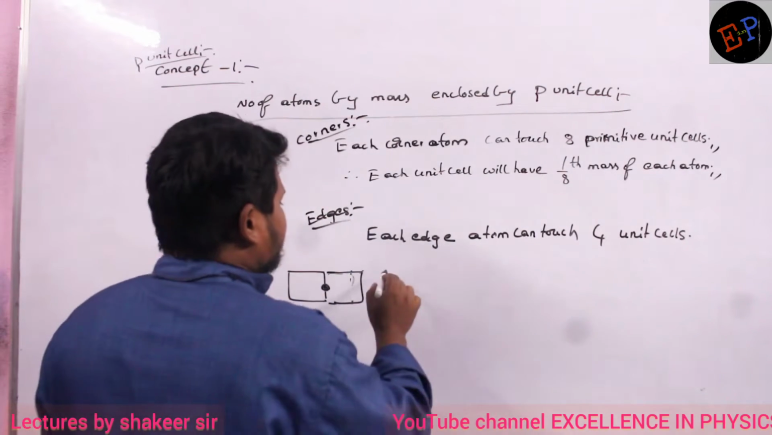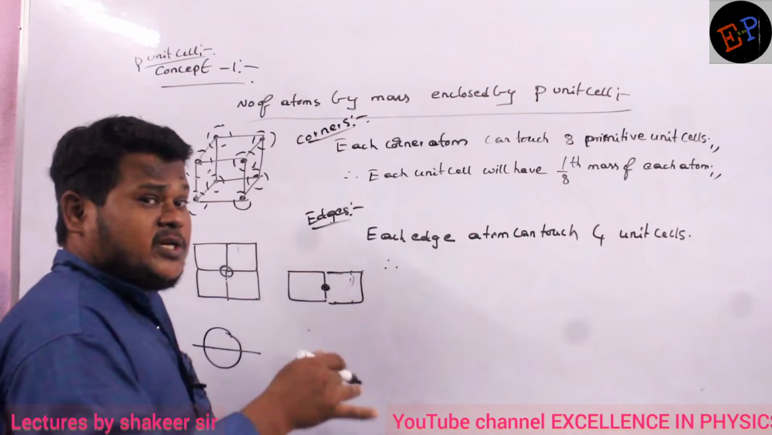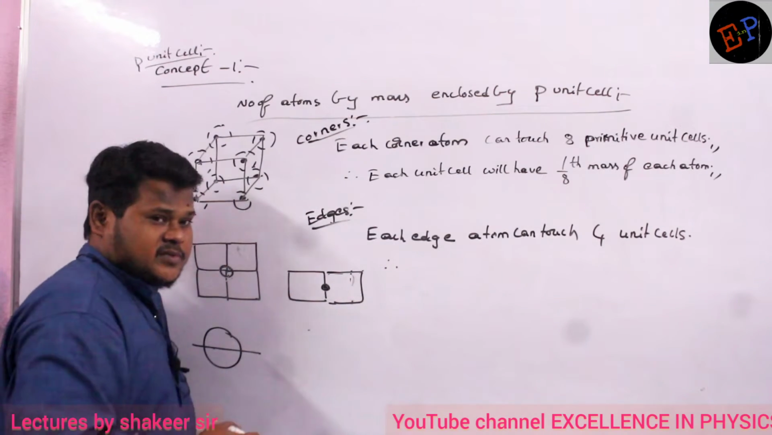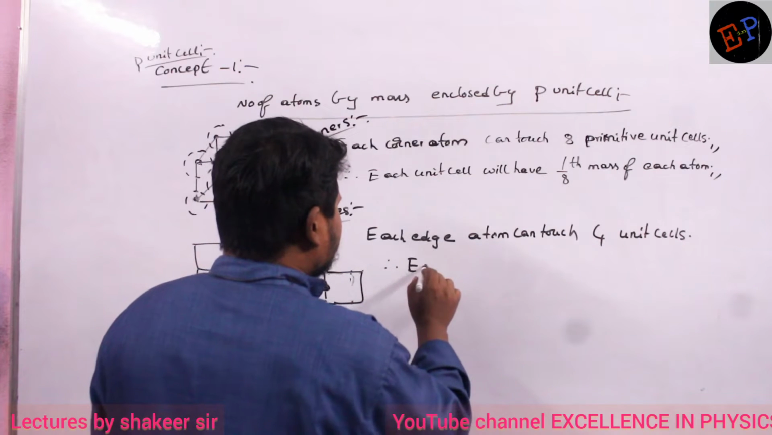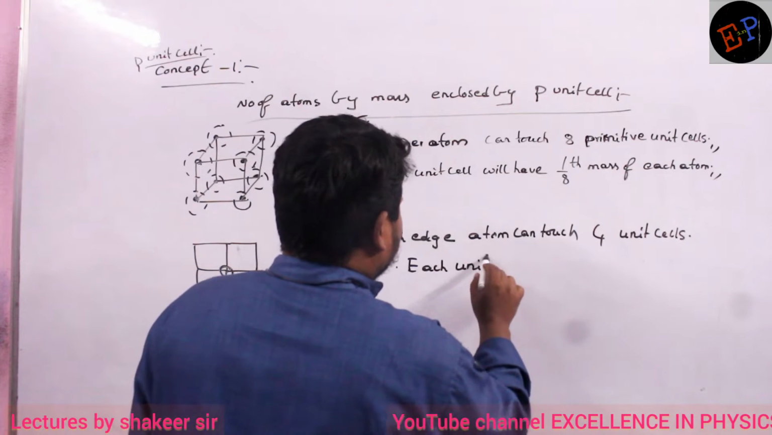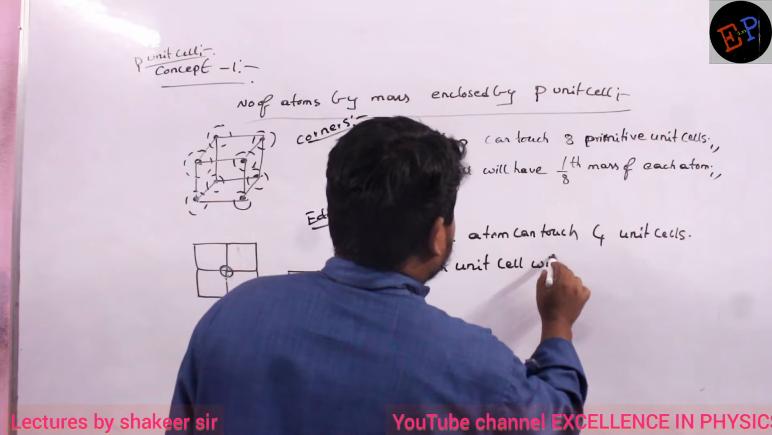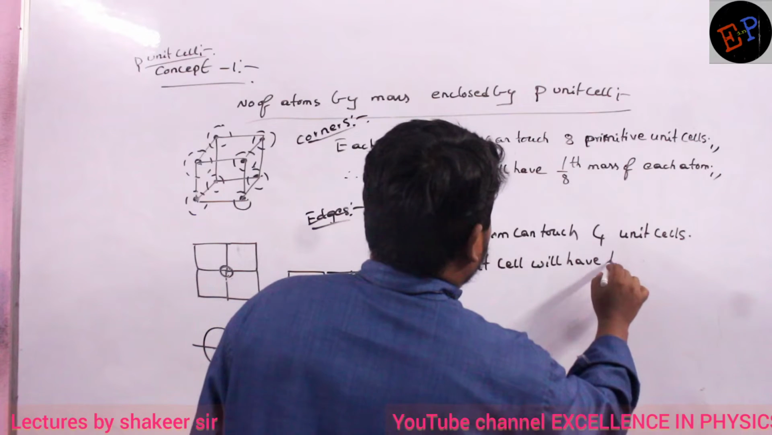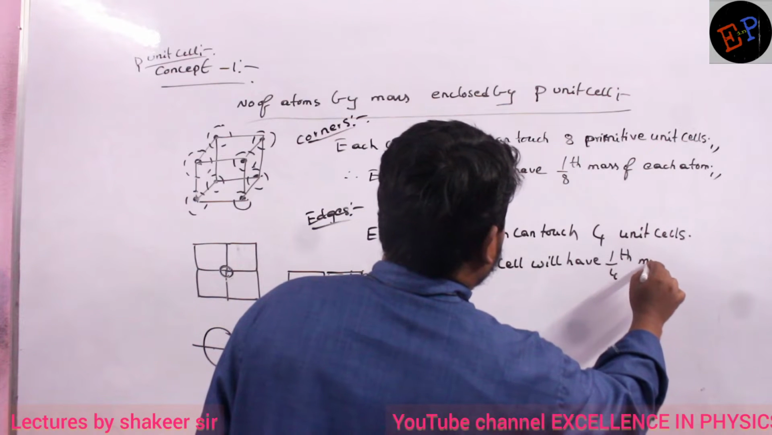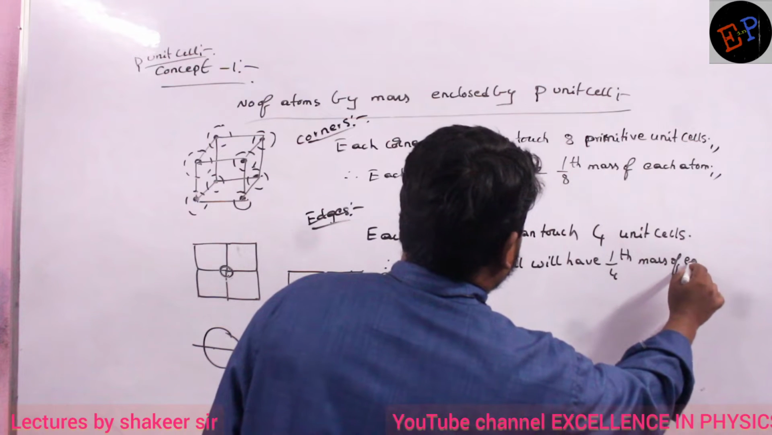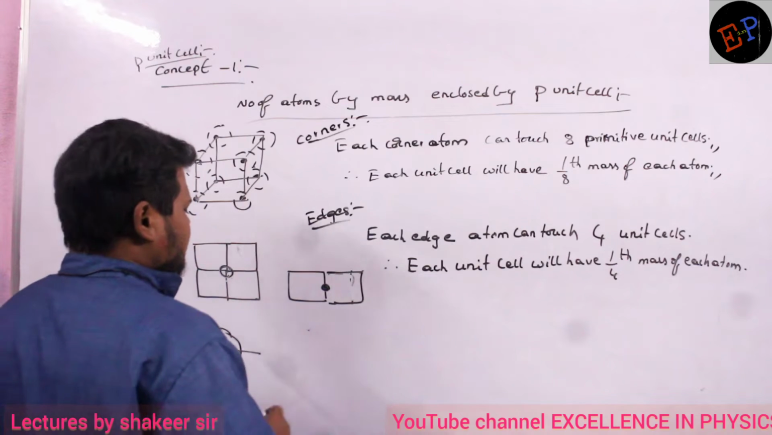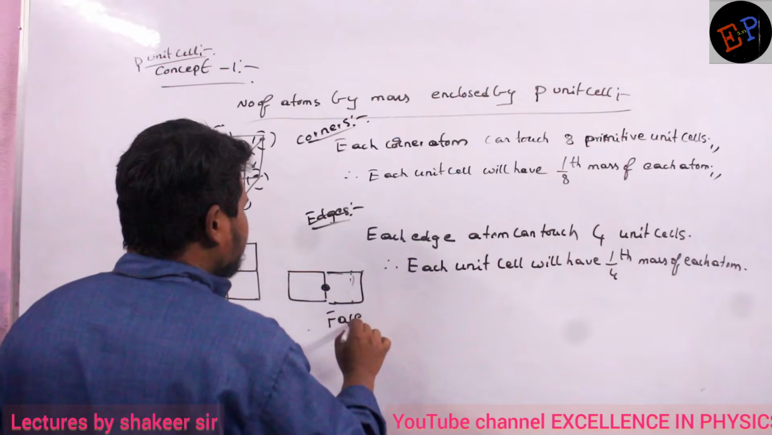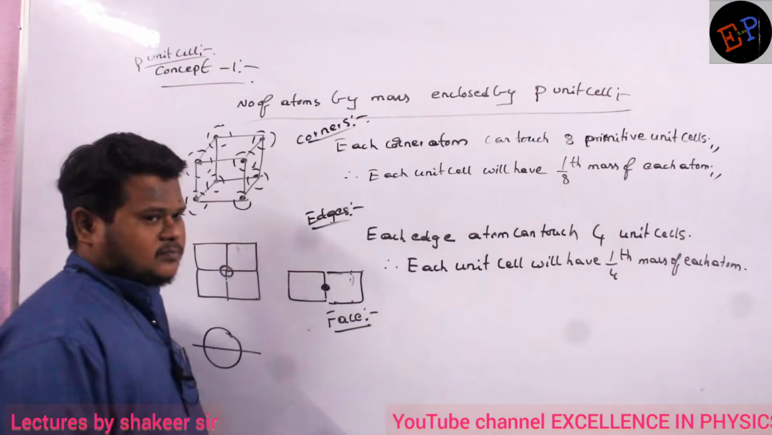Okay. So therefore, how much mass will be present in each unit cell if atom is present at edges? 1 by 4. So therefore, each unit cell will have 1 by 4th mass of each atom. Are you able to understand? Okay, ma? Next discussion. So, atom is present at the face.